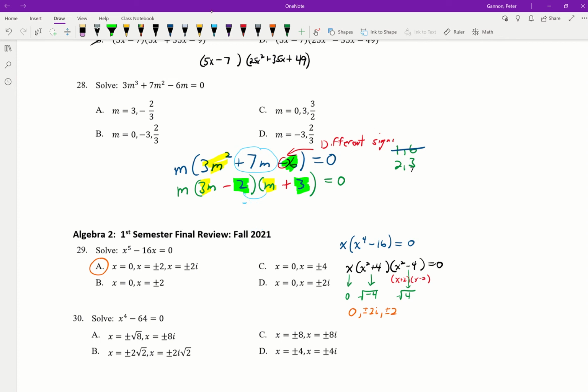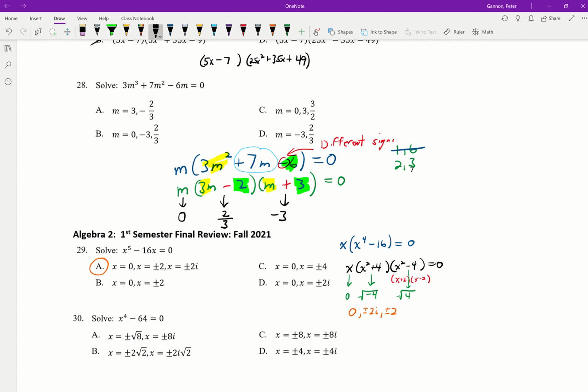This time, though, we weren't just factoring. We were factoring in order to solve and find the solutions. So now we have to identify what value is going to make each factor 0. With m here, it's simply 0. 3m minus 2. I always think about how do I get m by itself? Add 2, divide by 3. Over here, you would subtract 3.